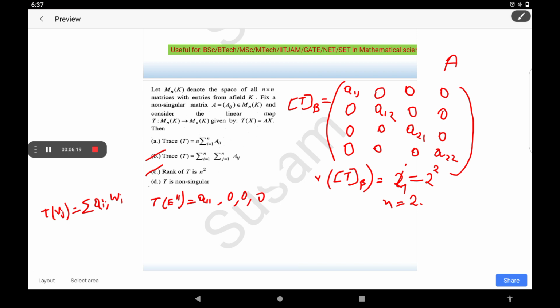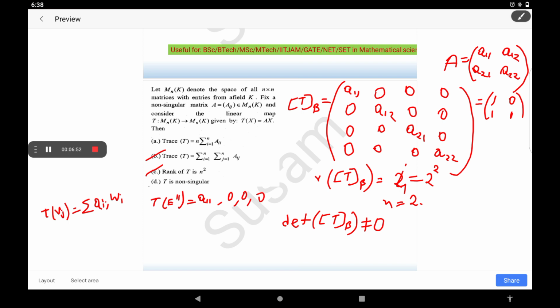Now, is T non-singular? Let's think of it. For non-singularity, determinant of T beta should not equal 0. But if any of the elements of this A is 0, then the determinant of this matrix representation will be 0, even though A is non-singular. So we cannot say about the singularity or non-singularity of T from this perspective. These two options are correct.